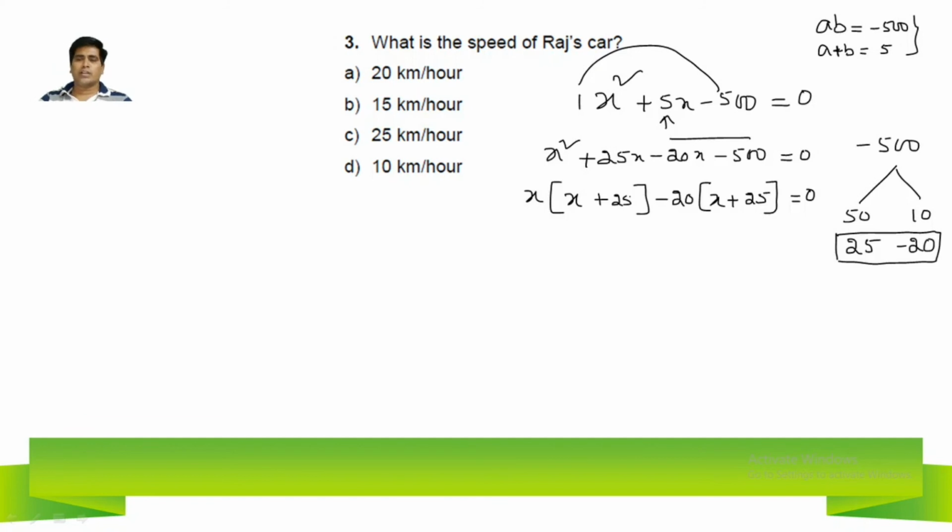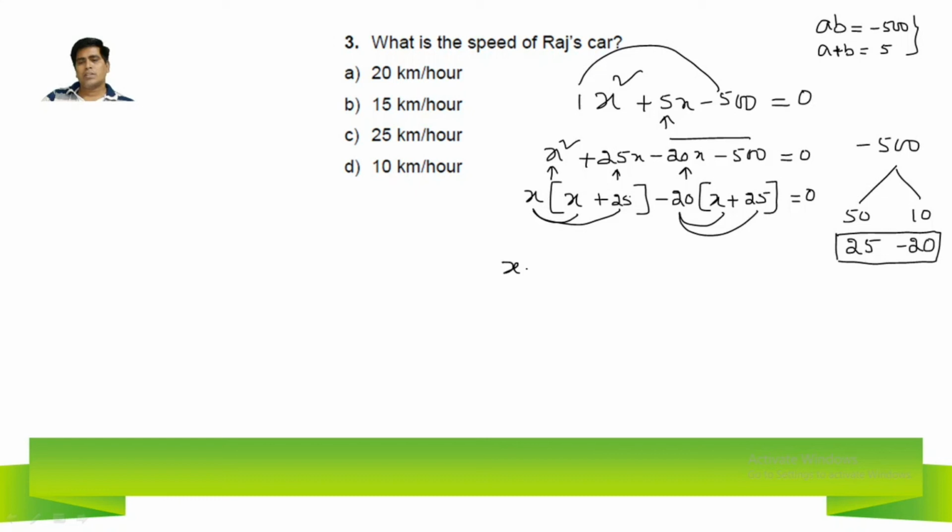Once you cross check it, x into x, we are getting x square here. Next, x into 25, we are getting 25x. So the first two terms we have factorized perfectly. So minus 20 into x, minus 20x we have available here. Minus 20 into 25, so minus 500 is available above. So we factorized correctly.